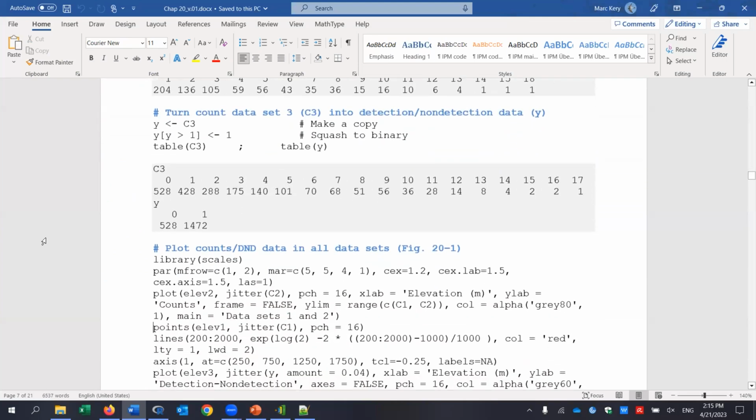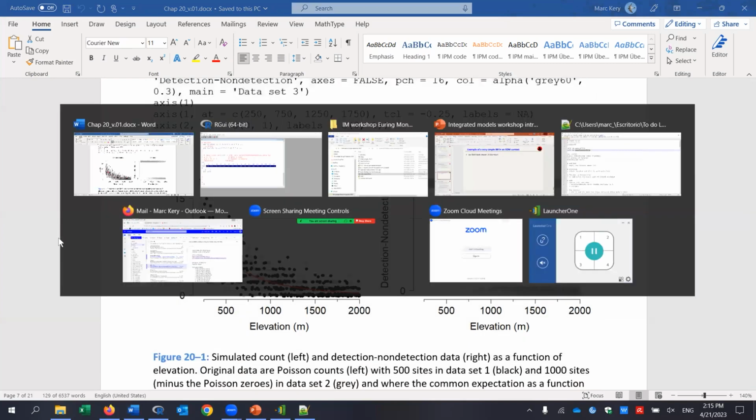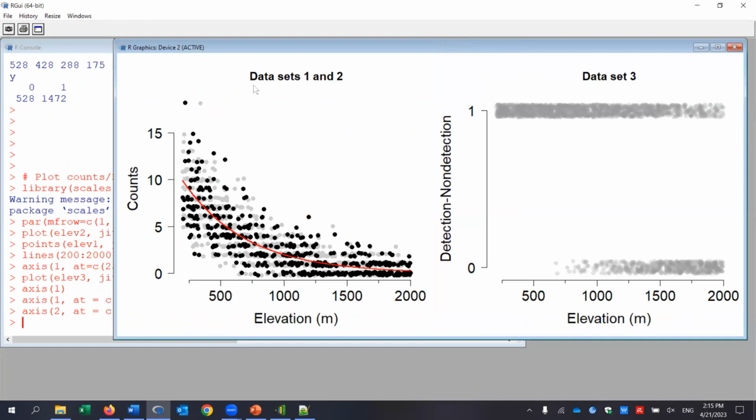And okay, as always, I run out of time here. I should make some shortcuts. Importantly, this is just a visualization of the data. So here we have data sets 1 and 2. I think the black one is data set 1.